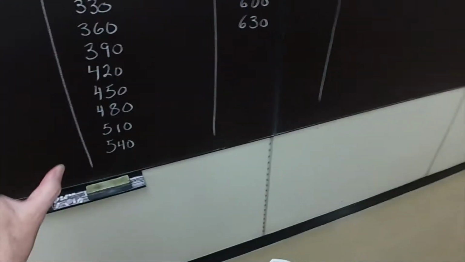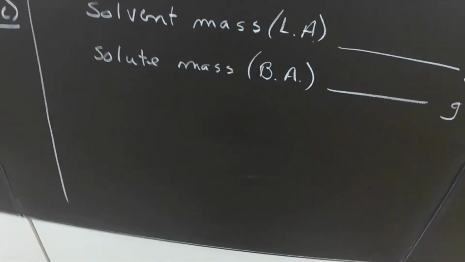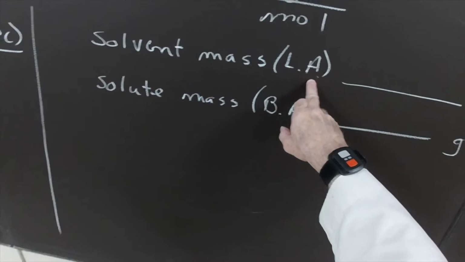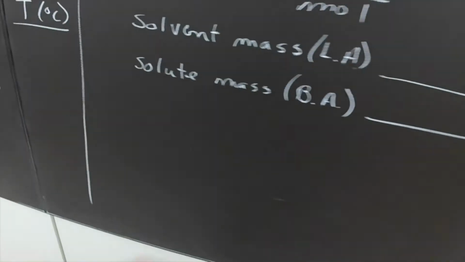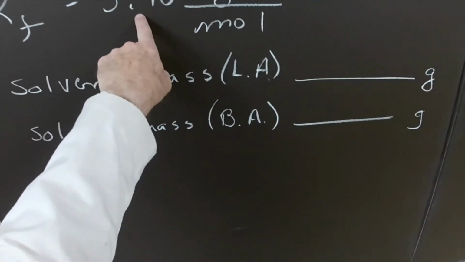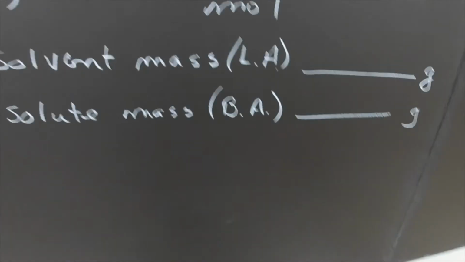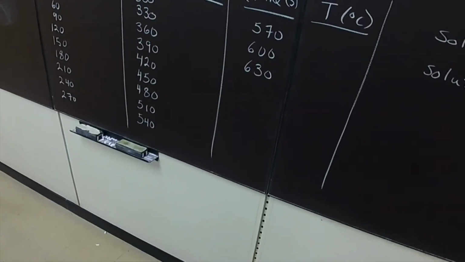Okay, so we've got our table set up there for the timing and temperature measurements. We also need to know what is the mass of the lauric acid and what is the mass of the solute, the benzoic acid. We need to know those two factors. And here is the constant that's associated with the lauric acid, 3.90 kilogram degrees centigrade per mole. Okay, so let's get to the method.